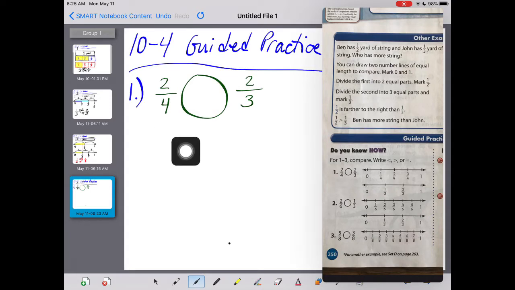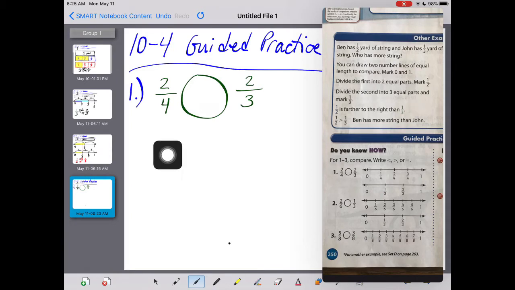First thing you want to do is look at your denominator, and are they the same? No. This one's divided up into fourths. So whatever the whole is, maybe it's a whole length of yarn or ribbon or string or maybe a whole candy bar. And this one is divided up into thirds. So we know that the pieces themselves are not going to be the same size.